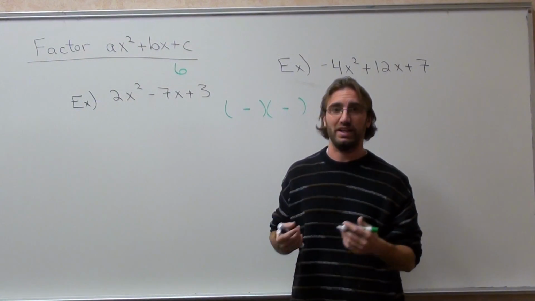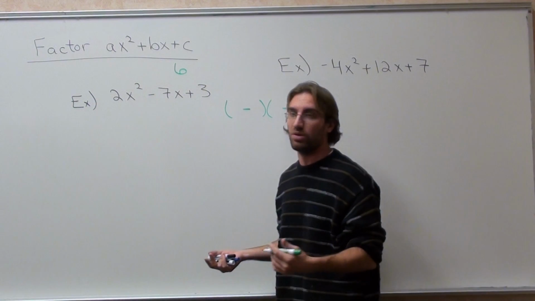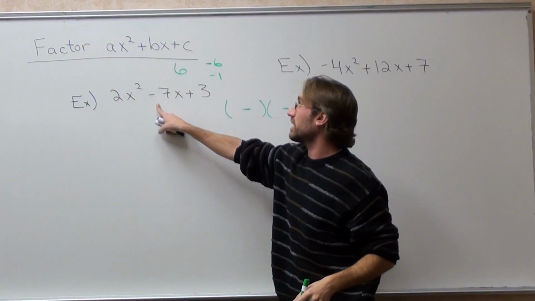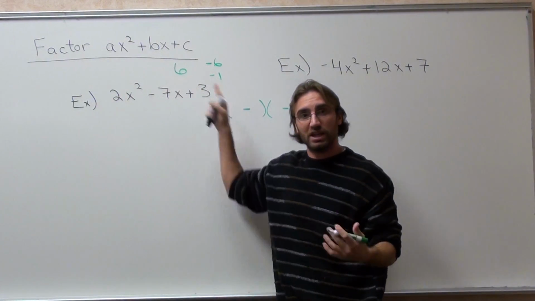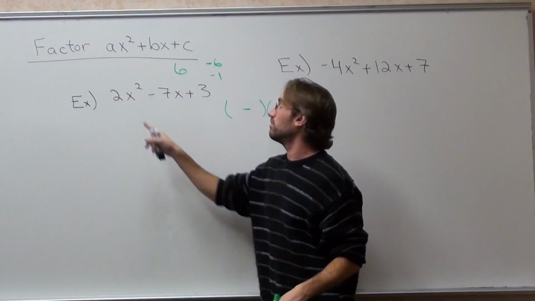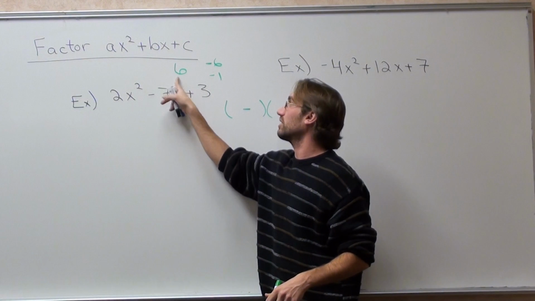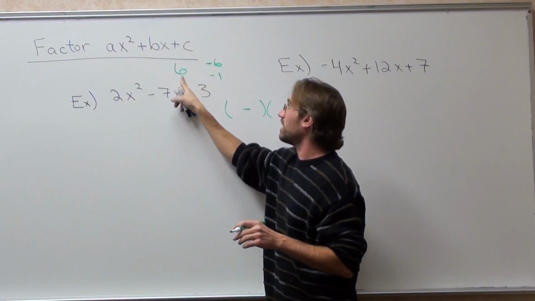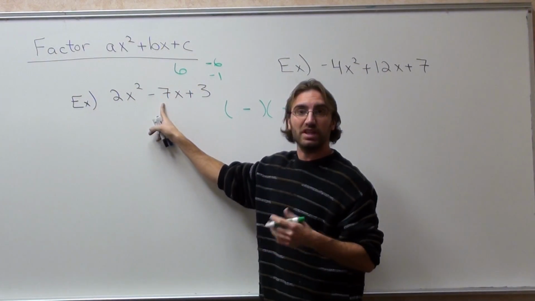Now the choice for that is negative 6 and negative 1. That's the only thing that will work. Negative 6 plus negative 1 will equal negative 7, and it will also multiply to be 6. So let me say that again. Multiply the first and the last term together. That gives you a 6. Okay, I've got to figure out something that multiplies to be this number, but adds to be negative 7.